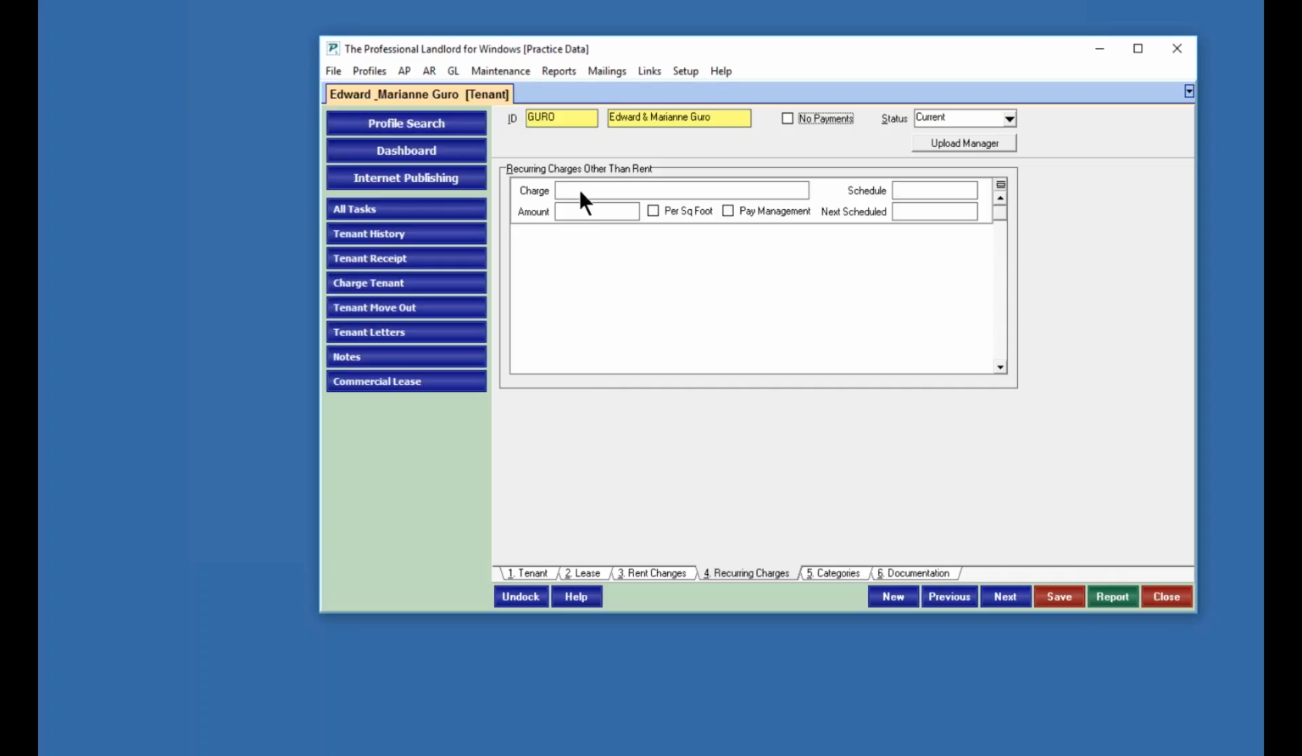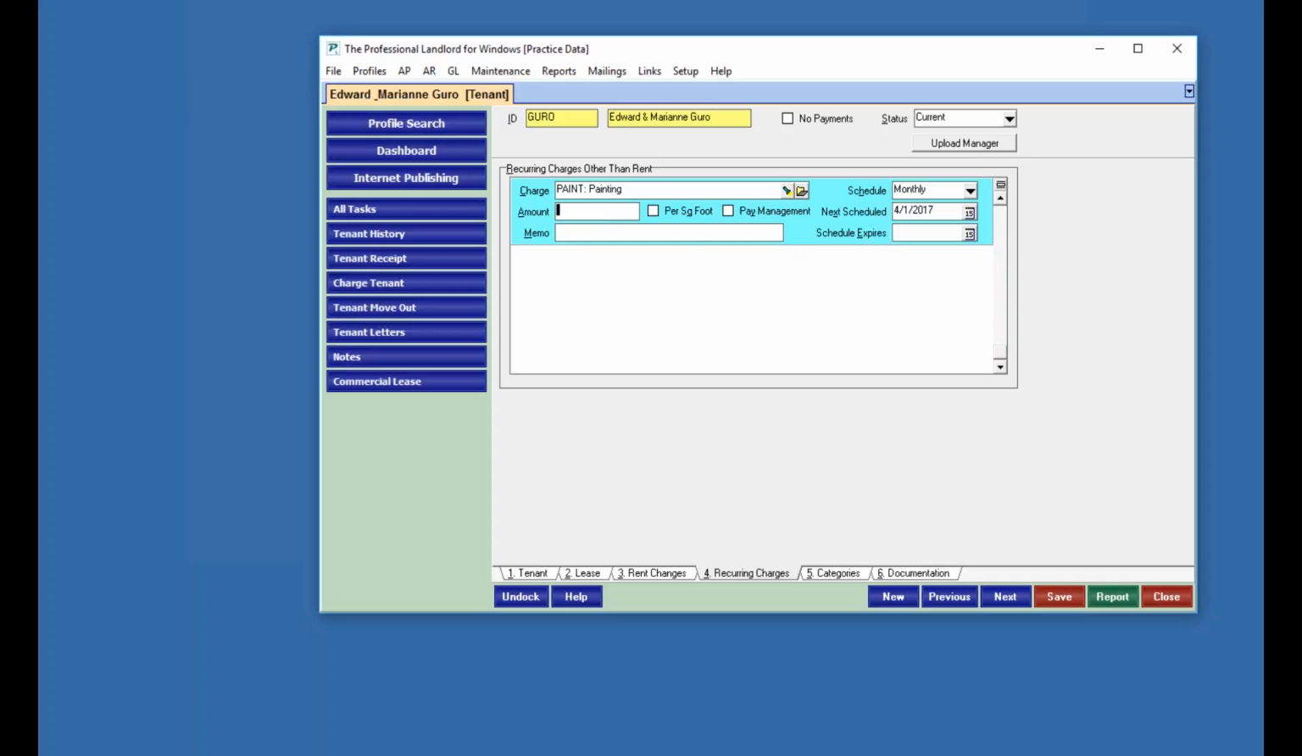And so we're going to put a charge in. The charge is going to be called painting. And what's going to happen then is when this particular transaction is posted, it's going to take $200 away from the owner and give $200 in credit to the tenant. The owner's ledger is going to have a transaction in it that says $200 expense for painting.